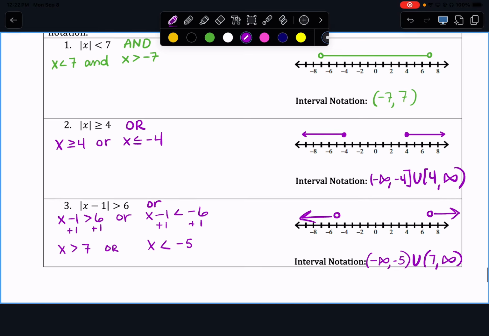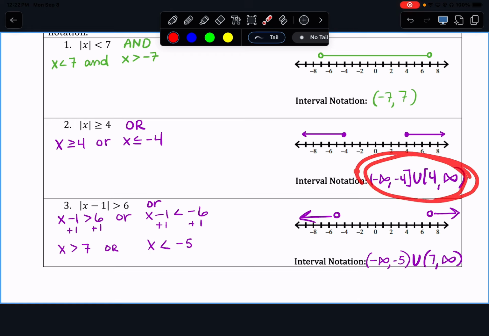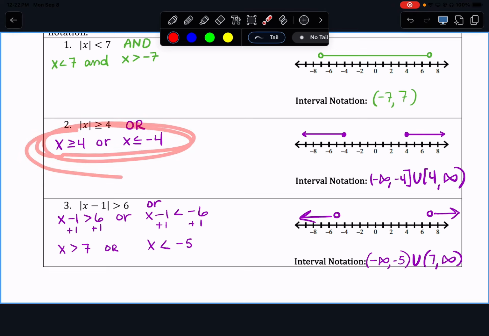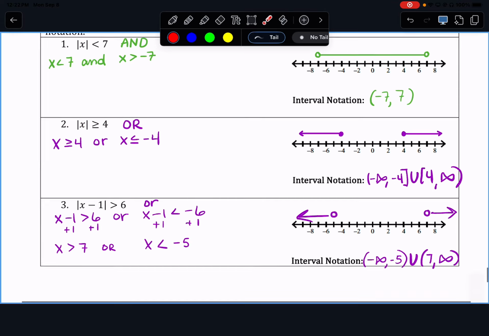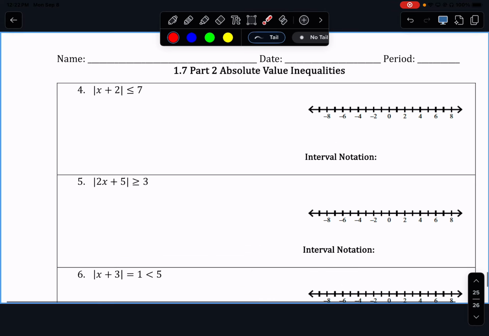So on today's assignment, we're actually going to do a Delta Math. For these on the Delta Math, you can answer either in interval notation or you can use inequality notation. Either way works for the answer on Delta Math. But before we do that, we're going to do a couple more of these together.